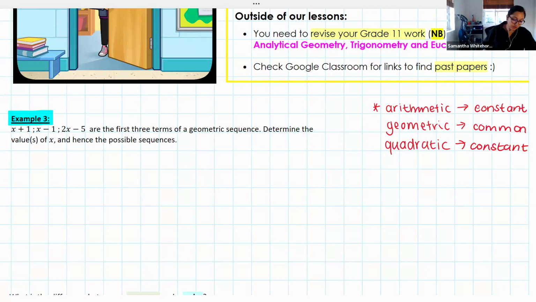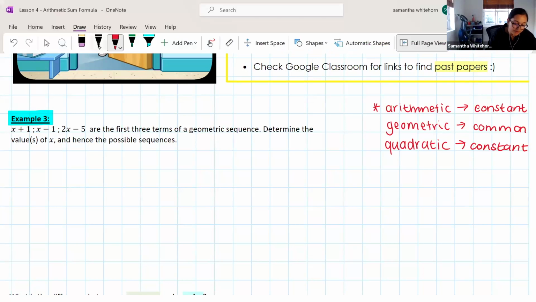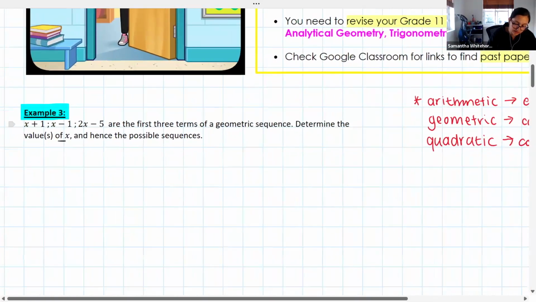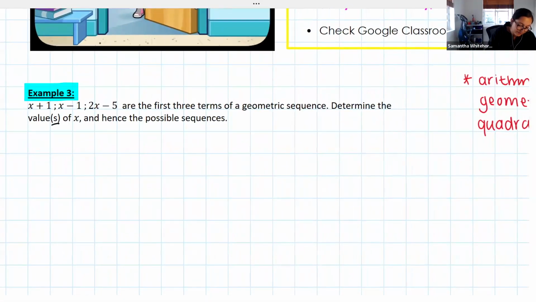Right, so we have x plus 1, x minus 1, 2x minus 5 as the first three terms of our geometric sequence. And the question is asking us to determine the value or values, and that's really important, of x and the possible sequences. So automatically something in my head should be going, they don't tell us to find a value or values if there's not going to be multiple. And so we should be getting multiple answers for x.